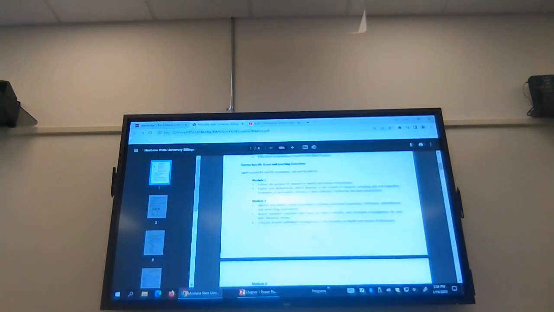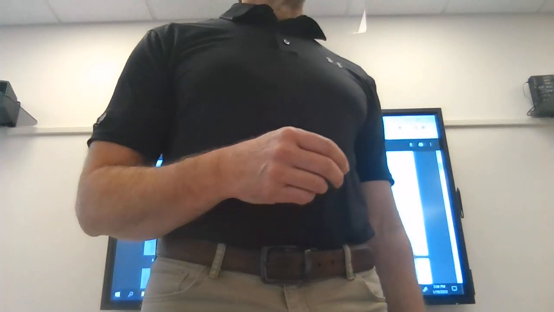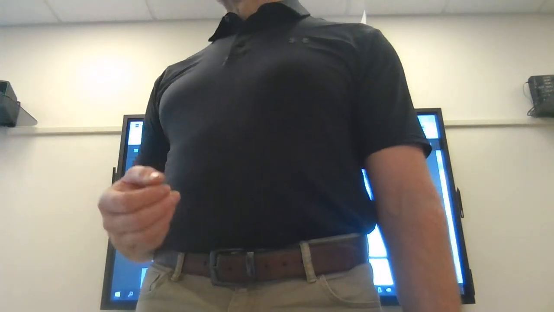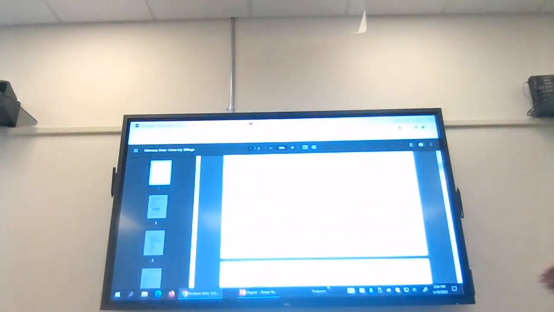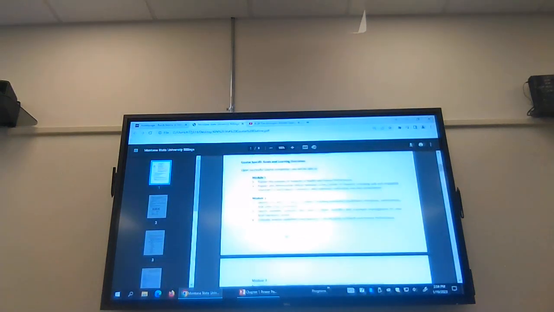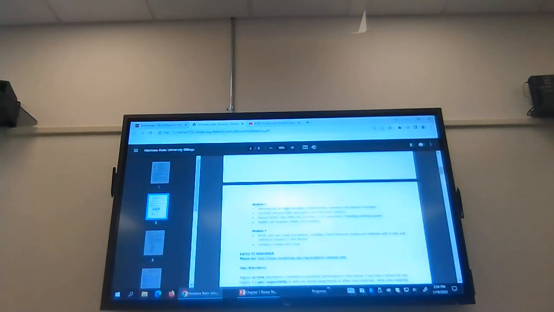So this class is divided into modules. Basically, it's just a progression going from a discussion about what research is, and then gradually going into different types of research, and then getting into how to plan your own study, and then how to analyze the data.